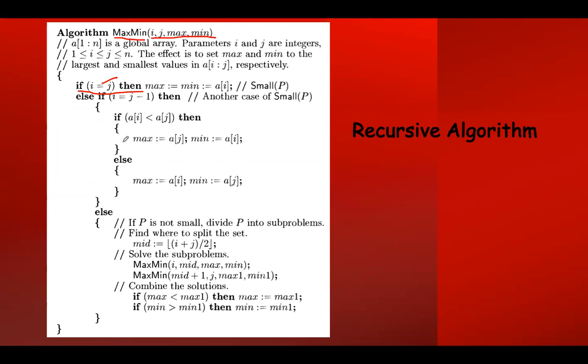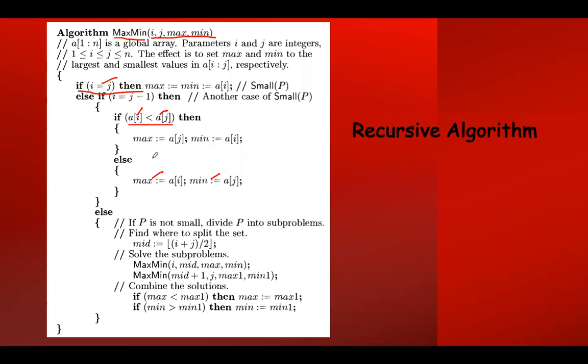When this condition becomes true, observe: if a of i is less than a of j, obviously a of i is the minimum element and a of j is the maximum element. Else it is the opposite: a of i is the maximum element and a of j is the minimum element. When there are only two elements, it's very easy to compare. You try to find out which one is less than which one and assign the values. That is the else if.